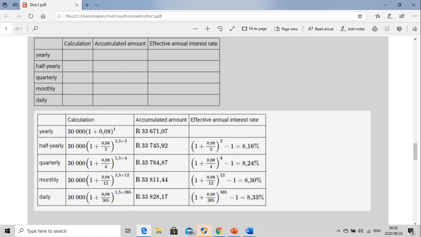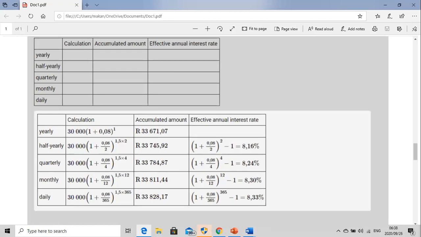And of course, we know it can also be 366, depending on the type of year, the leap year that is. But in most cases, 365 days, and then you multiply that by 1.5. Why 1.5? Because 1.5 simply stands for the 18 months. And you can tell the accumulated amount, if it is calculated daily, will be 33,828 rands and 17 cents. Once more, if you look at the effective annual interest rate, it also increases.